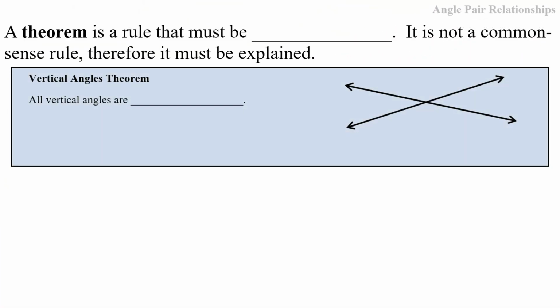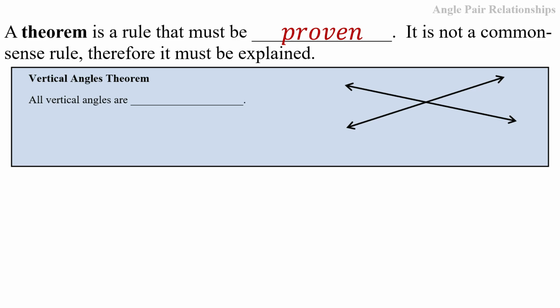So we talked about a postulate before, and we said a postulate was a rule that is accepted without proof. Now the other one that needs a proof is called the theorem. So a theorem is a rule that must be proven. It is not a common sense rule, therefore it must be explained or proven.